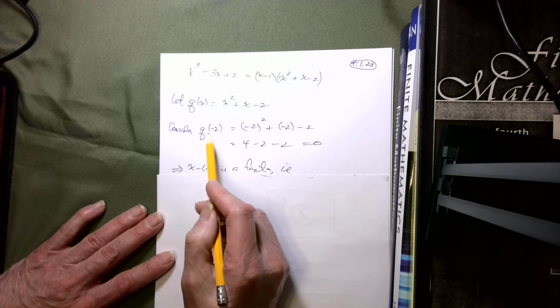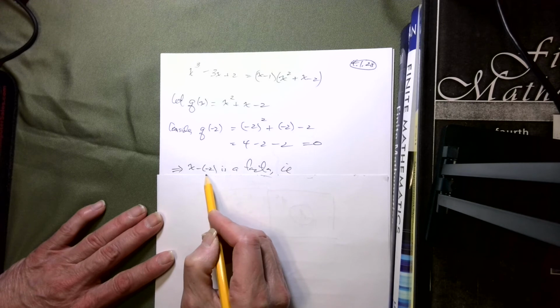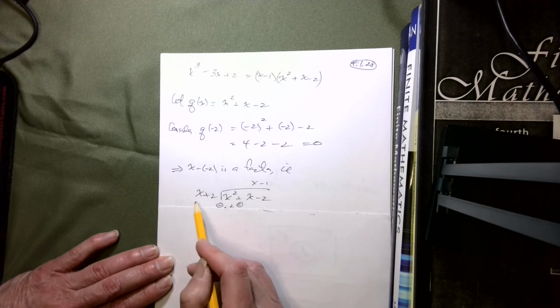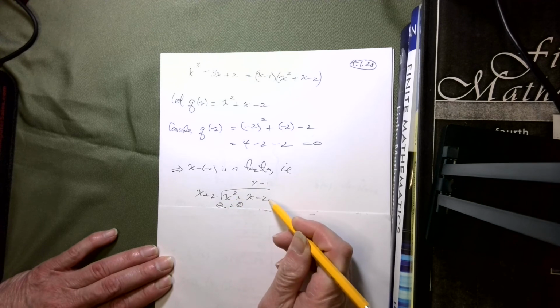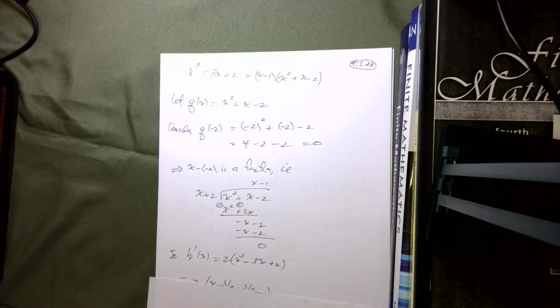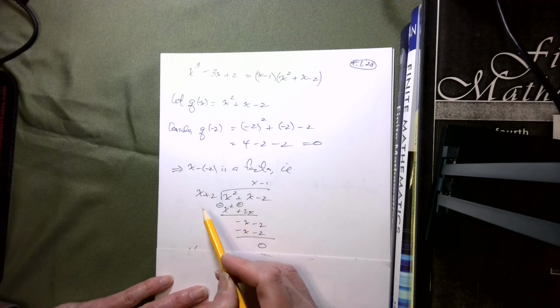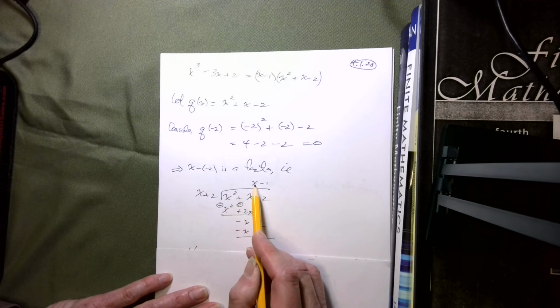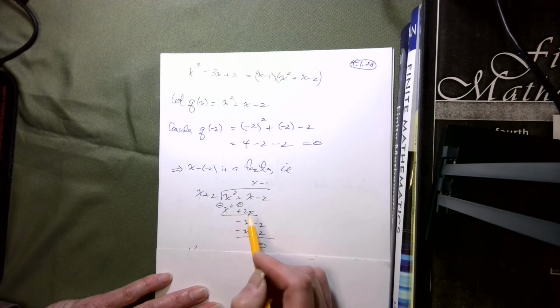Now, the reason I'm doing this is x minus a minus 2 is a factor, which means x plus 2 goes into this with a remainder of 0. And once again, you could do your long division. So what times x gives me an x squared? X. Multiply, you get 2x.